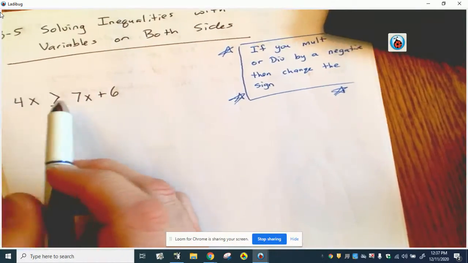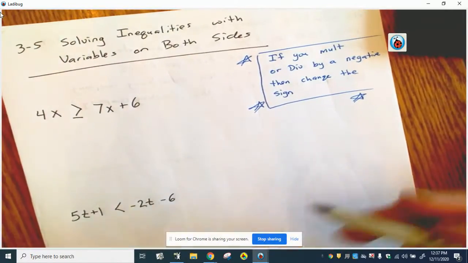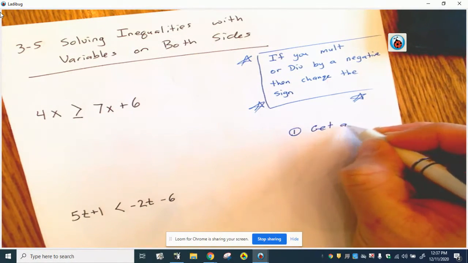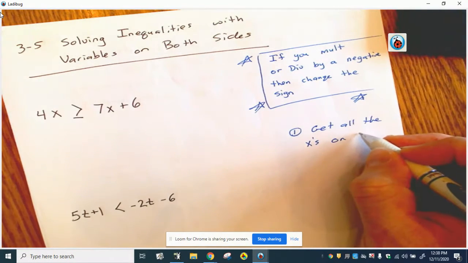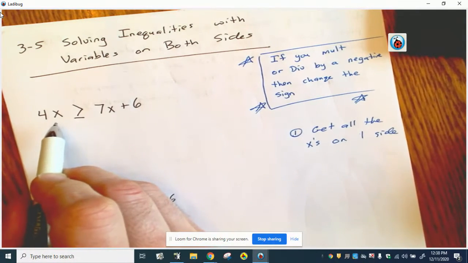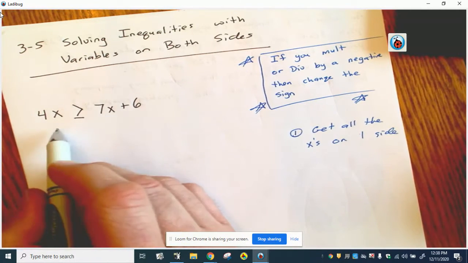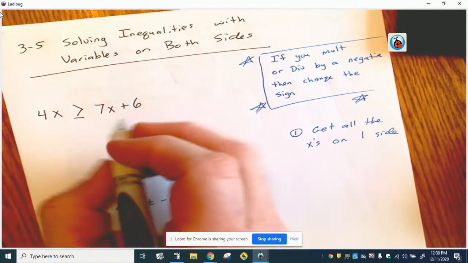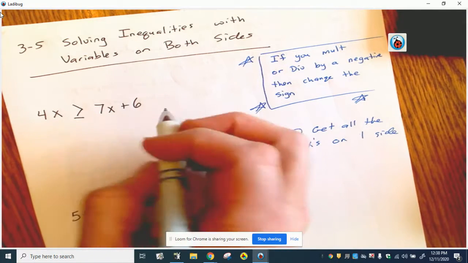So when you solve these, just like solving these when you had an equal sign there, the first goal was you want to get all the x's or variables on one side, okay? So just like before, we want to get all the x's on one side. Now, it doesn't really matter which way you go here. Most people like to go to the left. But if you go to the left in this case, you are going to end up negative, okay? So that actually is probably the best thing to do with these. That's the one main difference, okay?